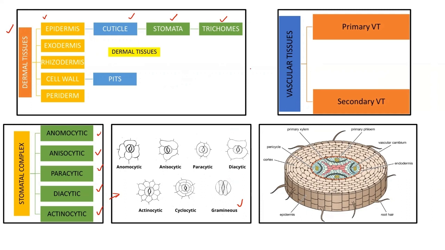And then we move on to the vascular tissues. Now vascular tissue, as you know, can be divided into xylem and phloem. So vascular tissues can be divided into primary and secondary. So you should be knowing both.